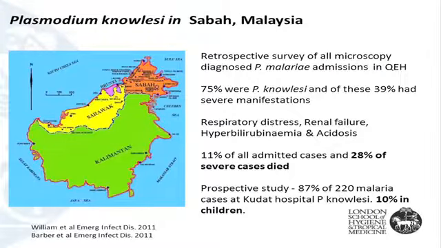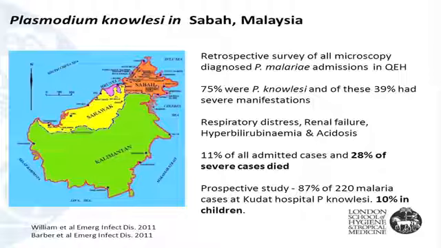Some colleagues, Tim William and Bridget Barber, working out of Menzies and the Ministry of Health in Sabah State here, and the maps do improve, I promise you, working here in a retrospective study, found that 75% of their admissions were actually P. knowlesi. Of these, a high proportion had severe manifestations.